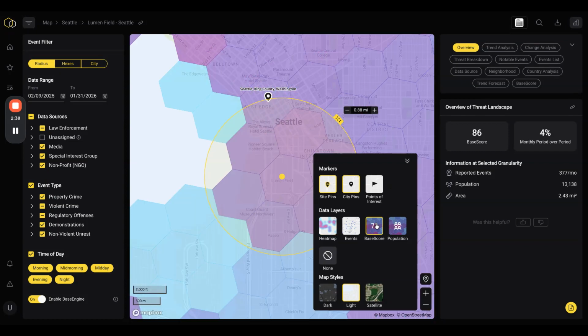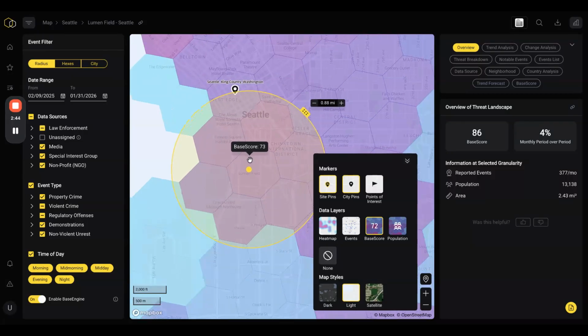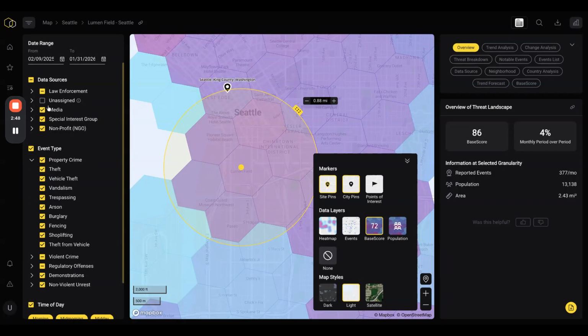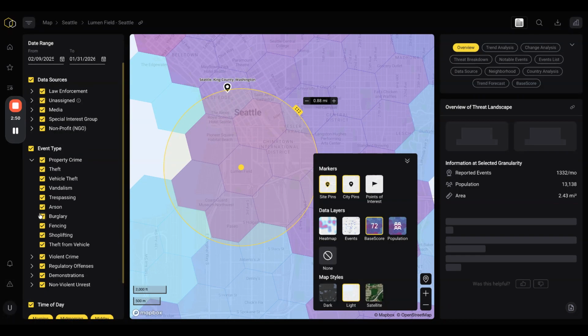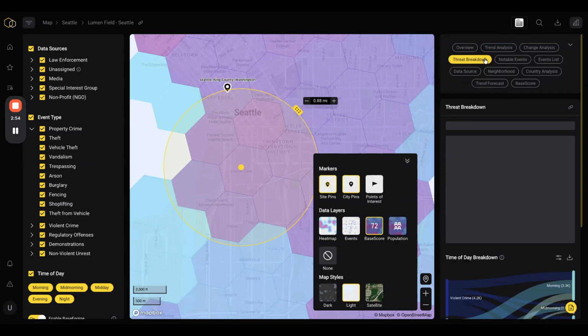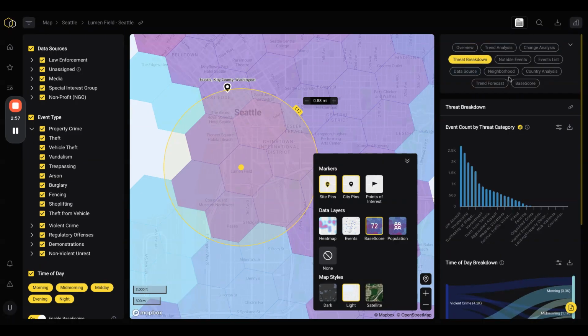Everything in this view is designed to help you quickly get answers to questions that you would have when analyzing a particular location. We have different map views that add context to the data. We have different filters over here on the left to help you sift through the most relevant event types in the location that you're analyzing. And then the analytics tab on the right-hand side is where we're going to find those answers and details behind the score and behind the data.